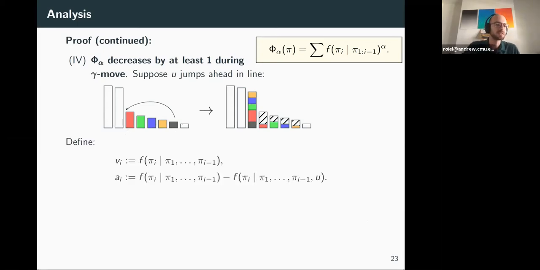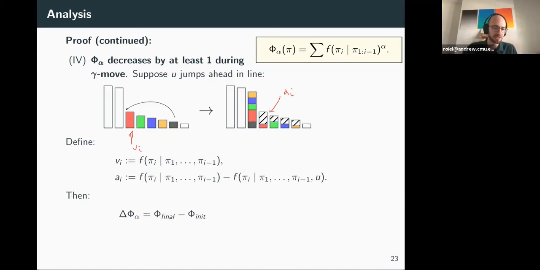Let's define these two quantities, vi and ai. By vi, I just mean the marginal contribution of the ith person, in this picture. This is vi. And ai is the change to this marginal contribution after I also condition on u. So really, ai is just the amount that u is stealing from these people. All right, that's just notation to make the analysis a little bit cleaner.